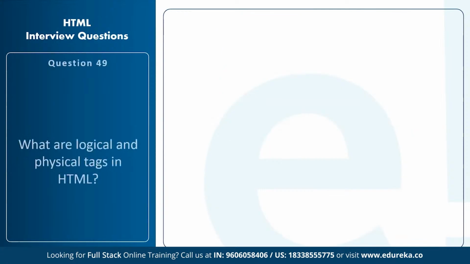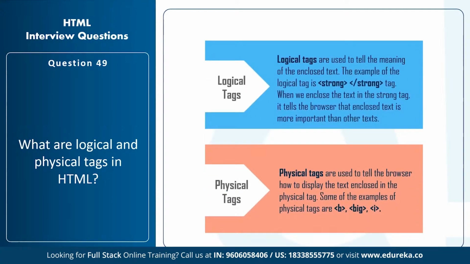Now moving on to the next question. What are the logical and physical tags in HTML? Now the logical tags are actually used to tell the meaning of the enclosed text. So an example of a logical tag is the strong tag. As soon as we enclose the text in the strong tag, it tells the browser that the enclosed text is more important than the other texts.